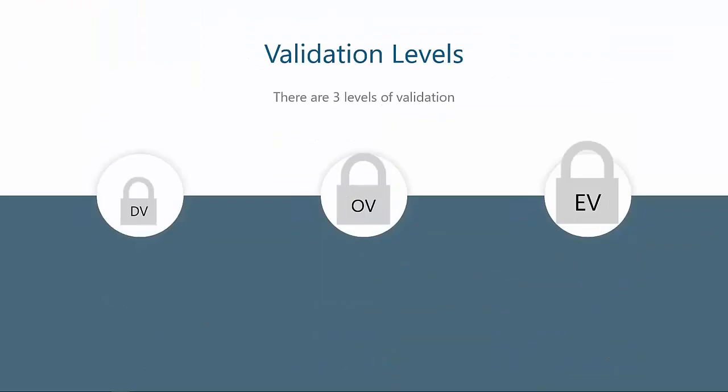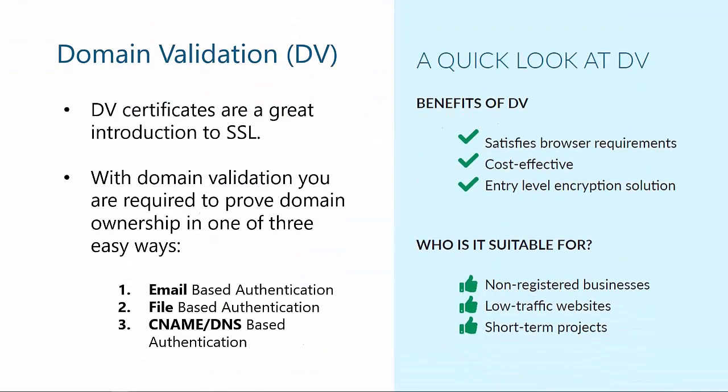So out of the validation levels, there are 3 common ones: DV, OV, and EV. DV stands for domain validation. They're great for getting started with SSL certificates. They're great for general domains. They could be validated easily with a simple email that's sent to you and you click a link. You could upload a file or you could add a DNS record to validate.